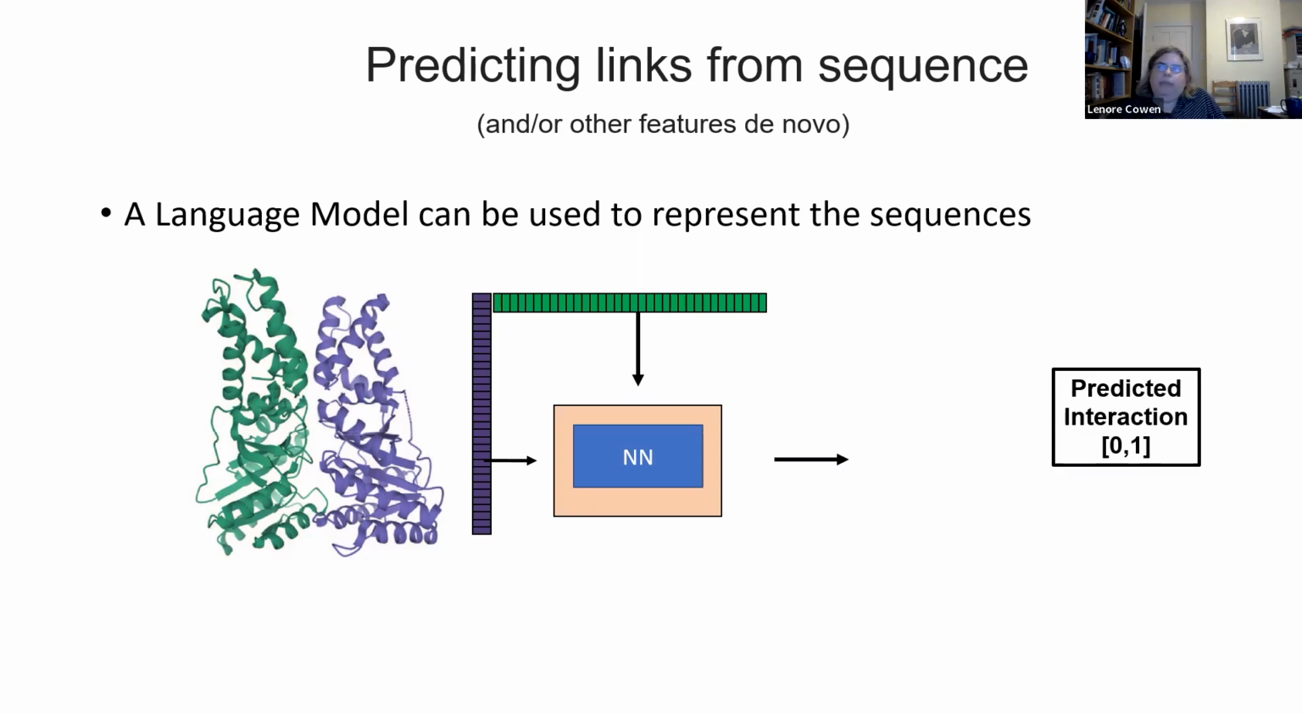And a lot of the methods that people have been using to do this are based on protein language models and deep learning using some kind of neural net architecture. And there are several methods out there, including Piper and others, which we will discuss in a bit. Next slide.